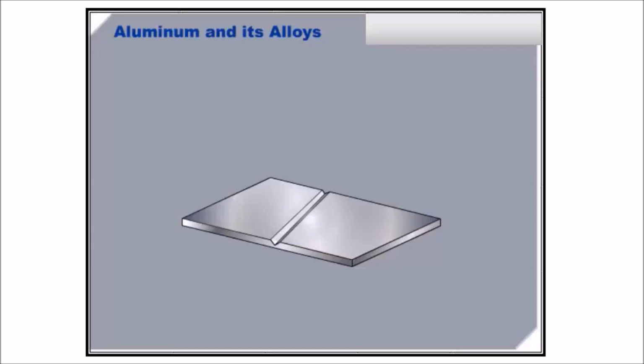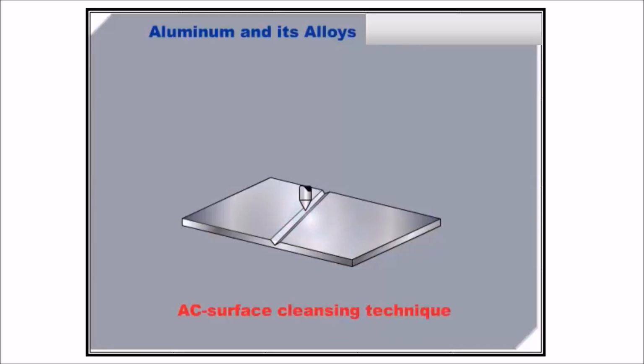To braze or solder these alloys, fluxes are used to break down the oxide film, so the parts can be joined. When welding, alternating current is used, which results in breaking down of the oxides by the current reversal of AC welding, and the reformation of the oxide film is avoided by shielding with helium or argon gas. The AC welding method is sometimes referred to as a surface cleansing technique.